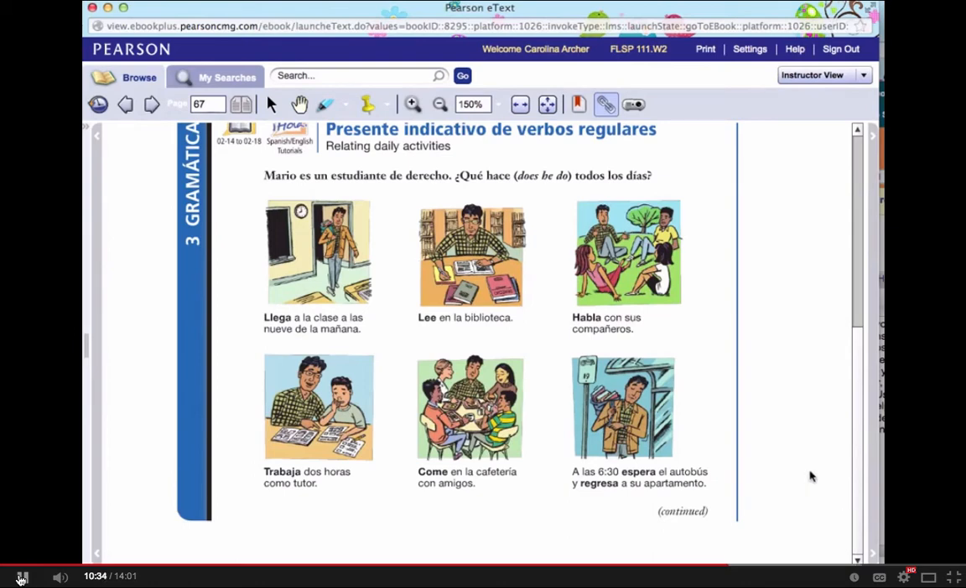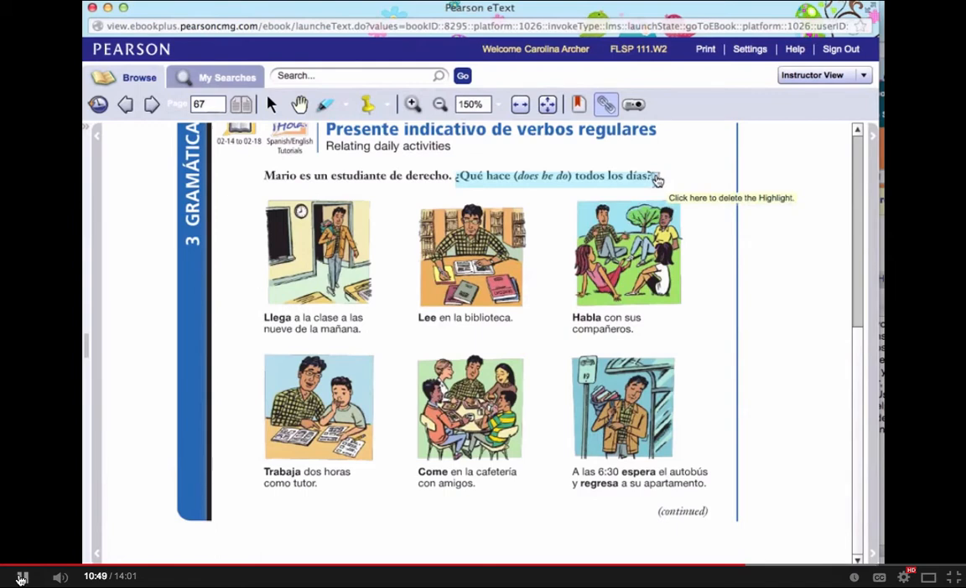¿Qué hace todos los días? So this is a very important question right here. ¿Qué hace? What do you do? Or what does he do? ¿Qué hace? The verb hacer. What does he do todos los días? ¿Qué hace todos los días?